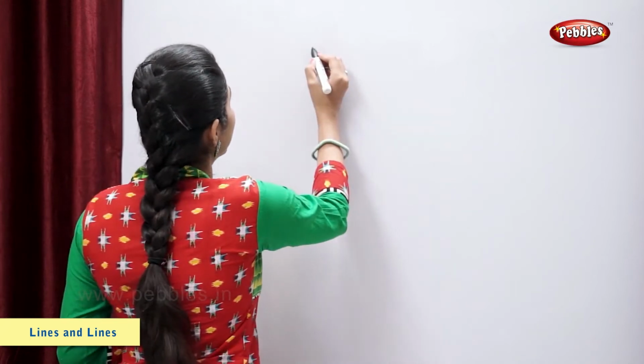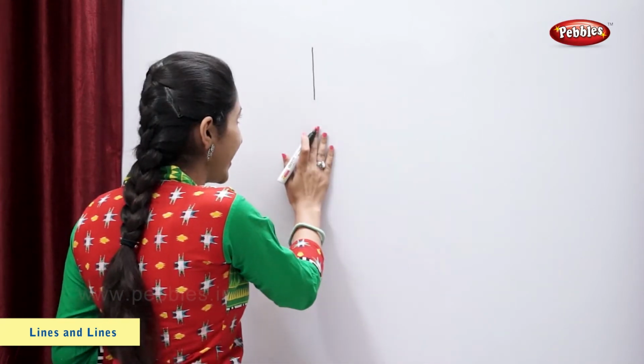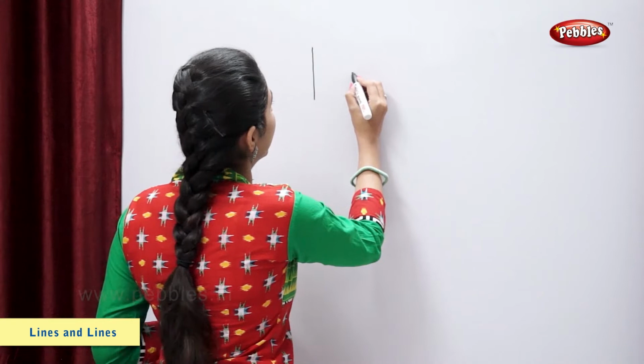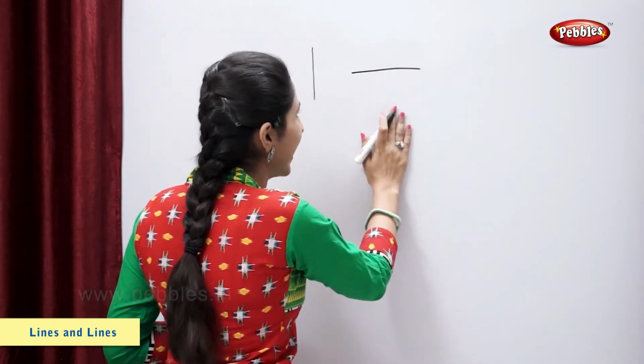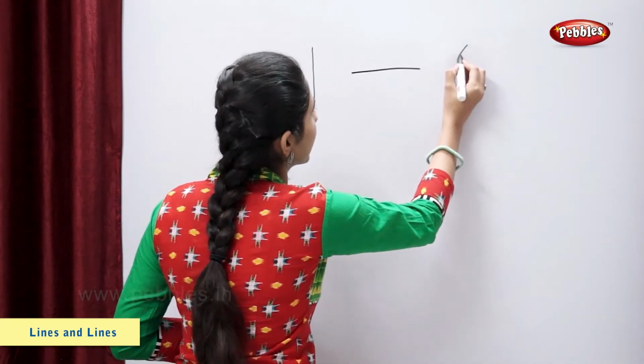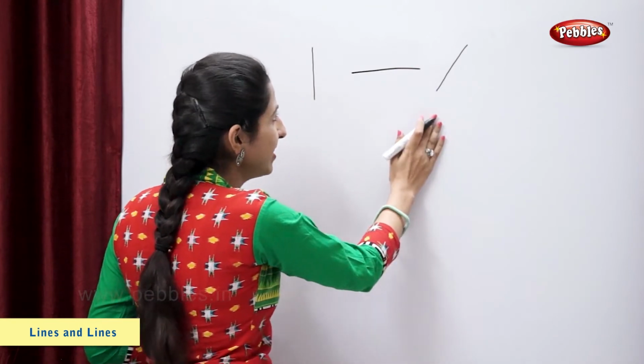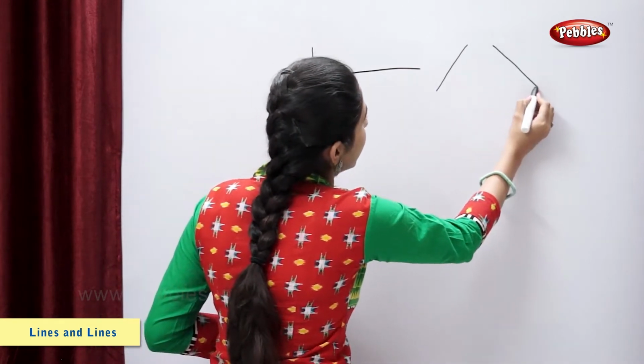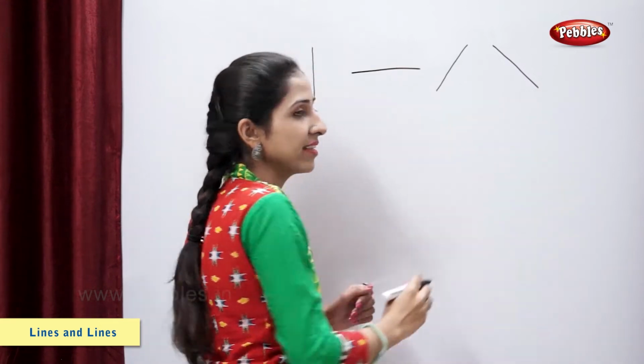Now, let's see how. Let's draw some lines using only our hands. Standing line, sleeping line, slanting line, one more slanting line.